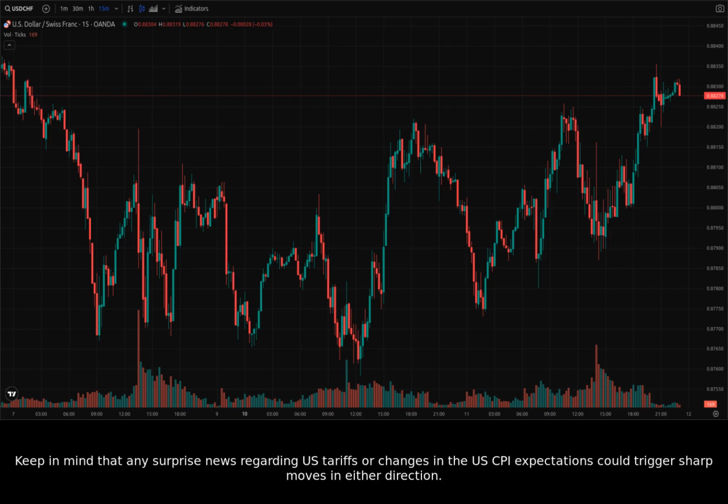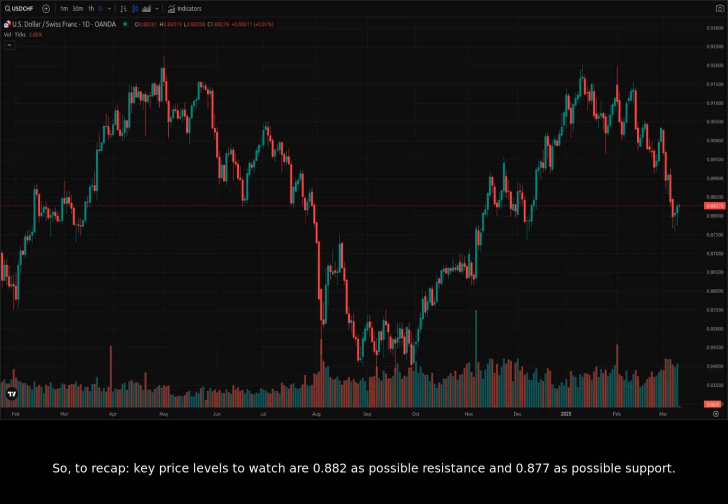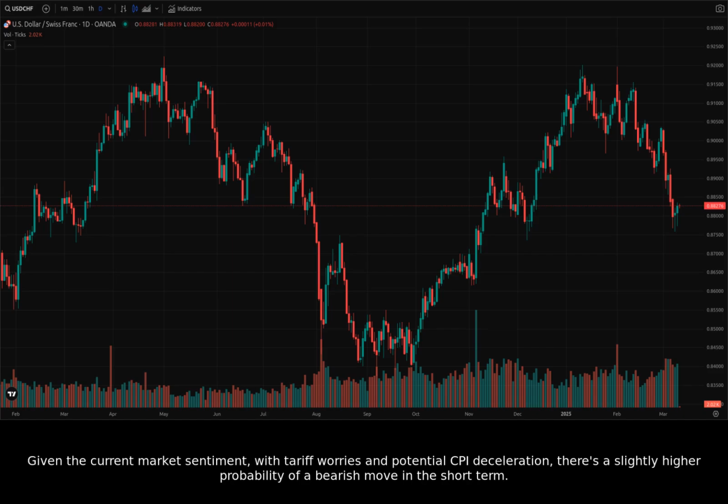Keep in mind that any surprise news regarding US tariffs or changes in the US CPI expectations could trigger sharp moves in either direction. It's important to keep your eye on the news for that. So, to recap, key price levels to watch are 0.882 as possible resistance and 0.877 as possible support. A break above 0.882 could signal a move towards 0.885, while a break below 0.877 could lead to a test of 0.875. Given the current market sentiment, with tariff worries and potential CPI deceleration, there's a slightly higher probability of a bearish move in the short term.